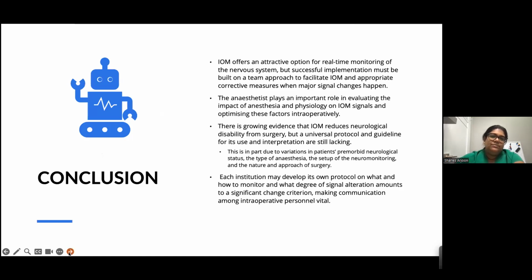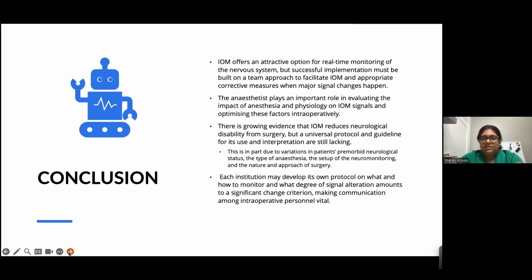So in conclusion, intraoperative neurophysiological monitoring offers an attractive option for real-time monitoring of the nervous system, but successful implementation must be built on a team approach to facilitate intraoperative monitoring and appropriate corrective measures when major signal changes happen. The anesthetist plays an important role in evaluating the impact of anesthesia and physiology on the intraoperative monitor signals and optimizing these factors intraoperatively.